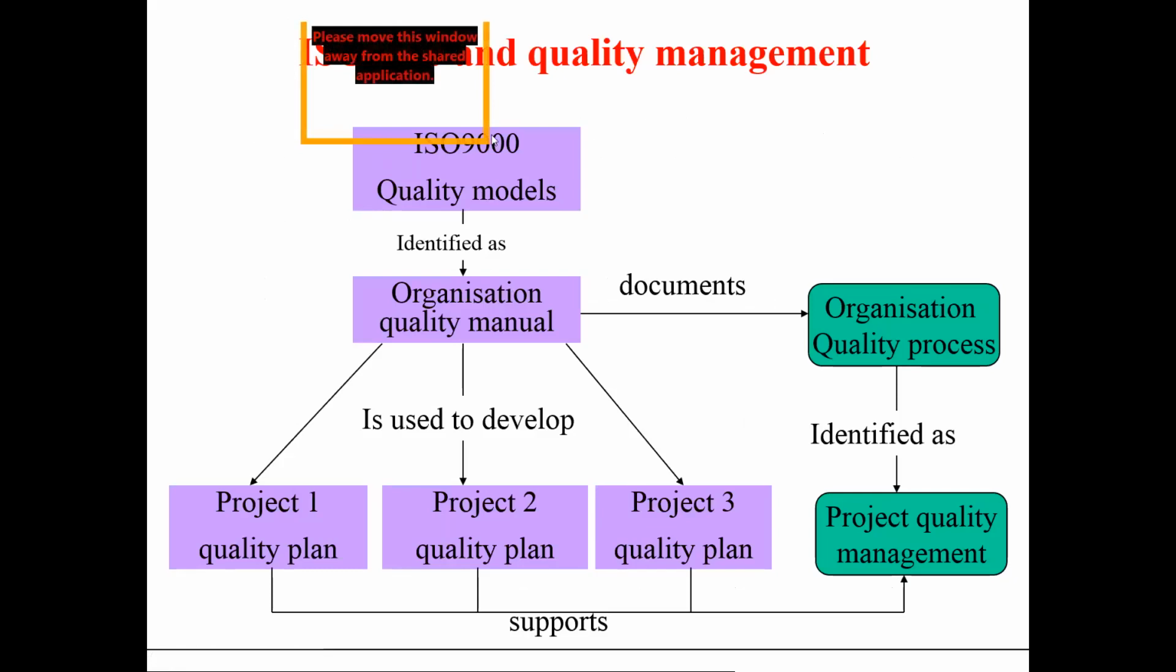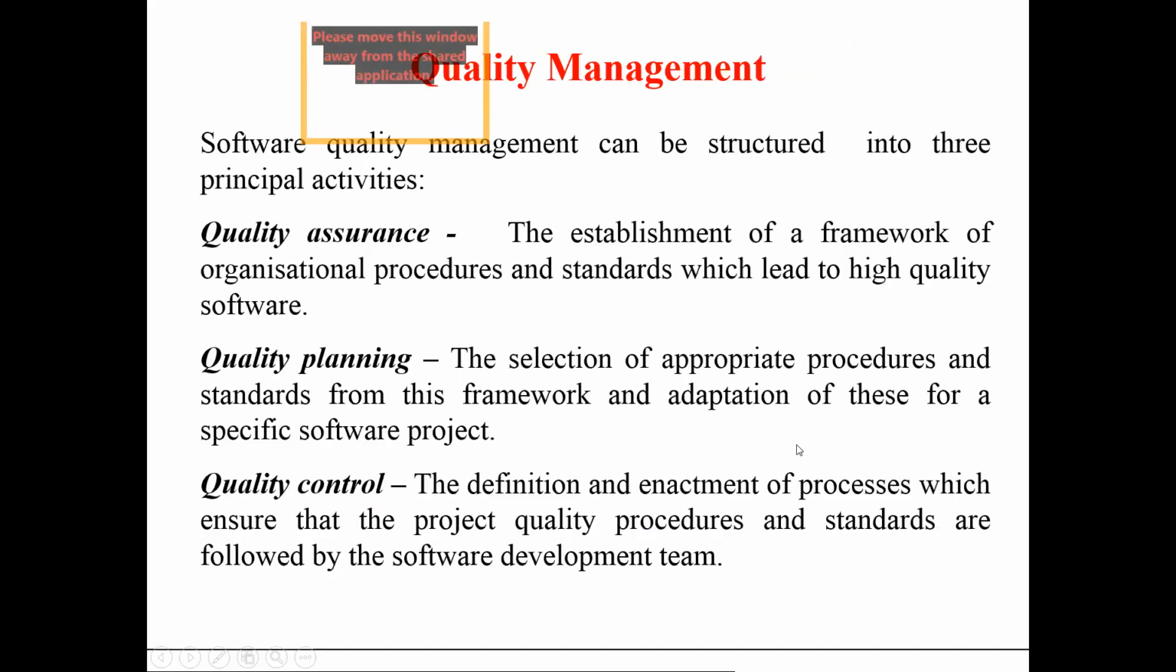Okay, this is how the standards go with the quality management. In this figure, you can see there are models. The models can be identified as the organizational quality manual. There are project 1, project 2, project 3. This is the quality plan, quality plan, quality plan. The documents are the organization quality process, identified as the quality management process here.